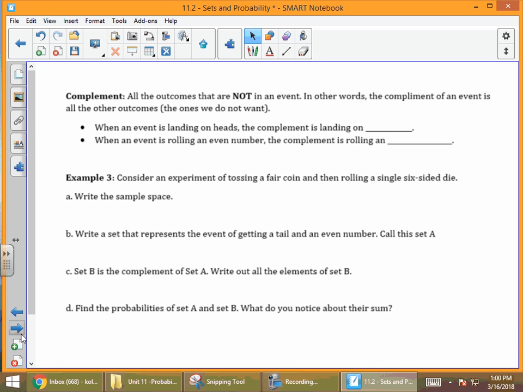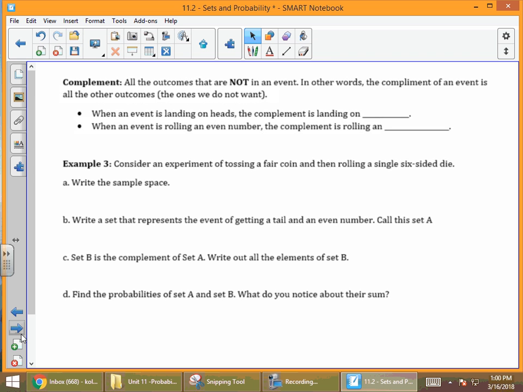Okay. So before we dive into using this to help us find probabilities, we have to talk about one important vocab word, which is called a complement. And it's not the typical compliment you think of when you hear that word, like, hey, I like your shirt today. A complement in probability is all the outcomes that do not fall into an event. It's all the ones we don't want. The opposite, the leftovers.